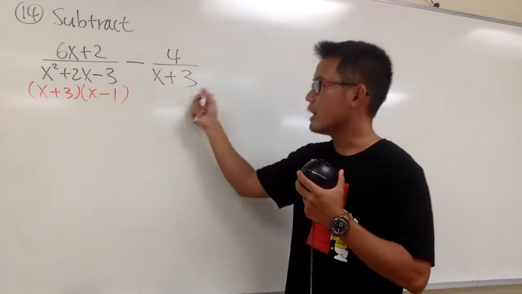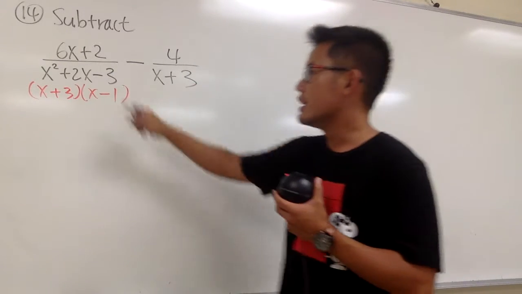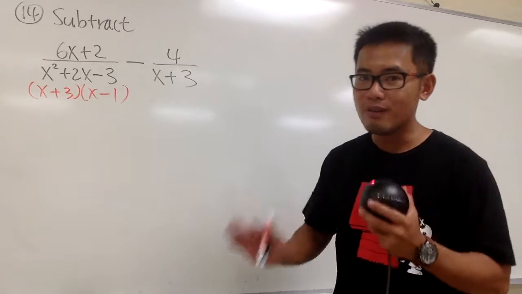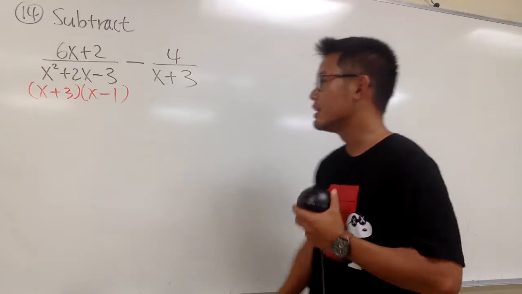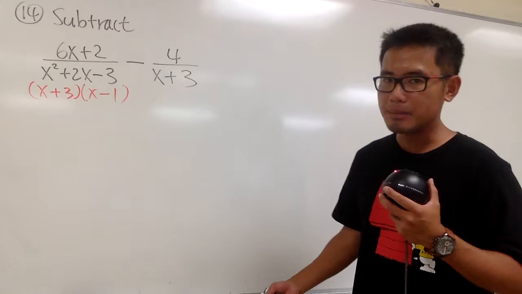And for the second denominator here, we don't have to factor it because this is just x plus 3. Yes, I noticed that 6x plus 2, I can factor out 2. But once again, don't factor the top because we have to combine the top anyway later on, right? So this is the setup. Now let's look for the lowest common denominator.